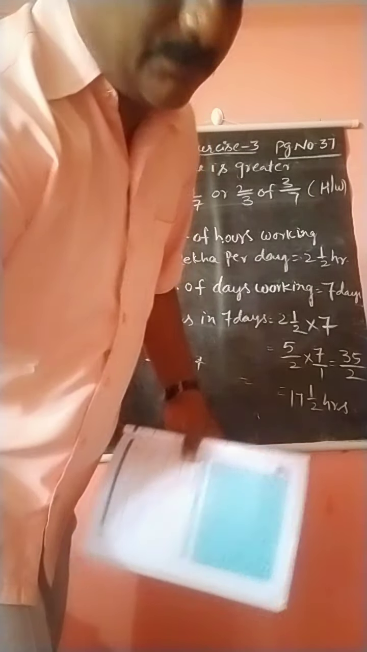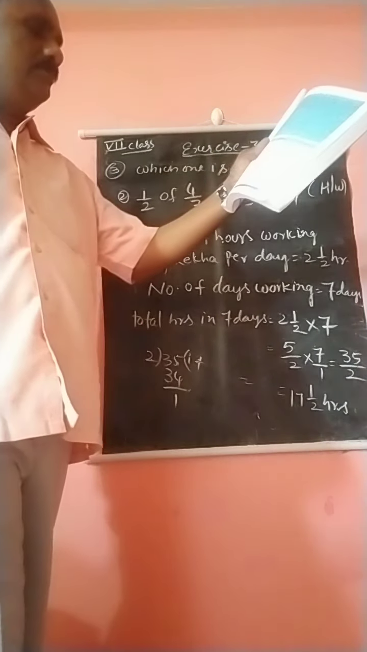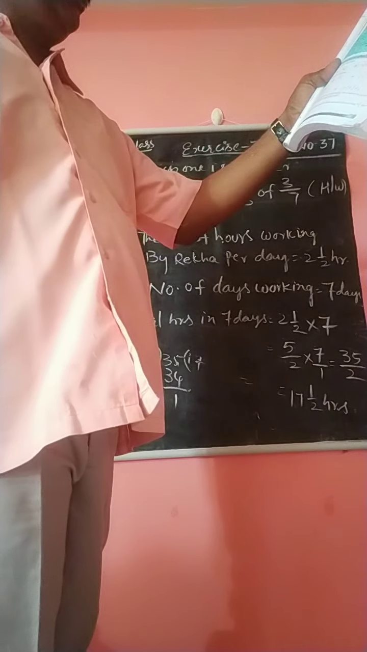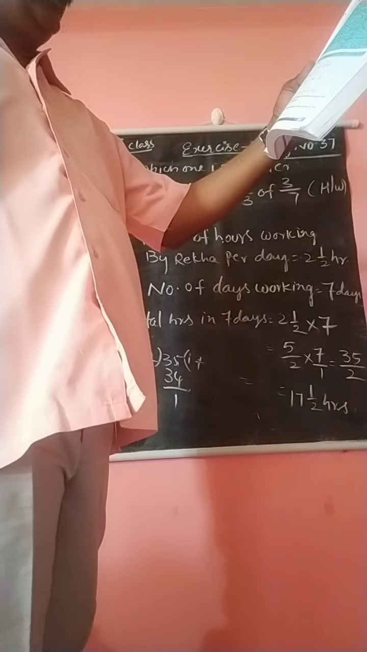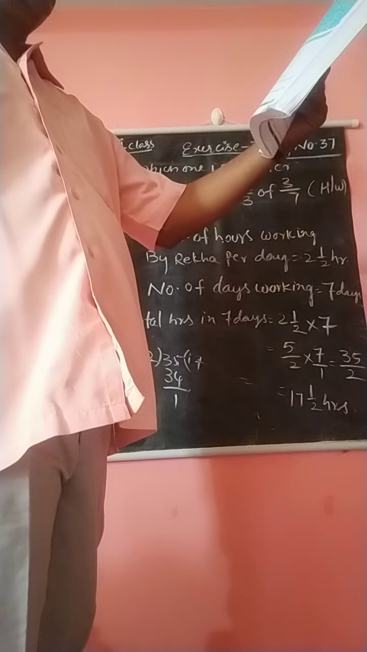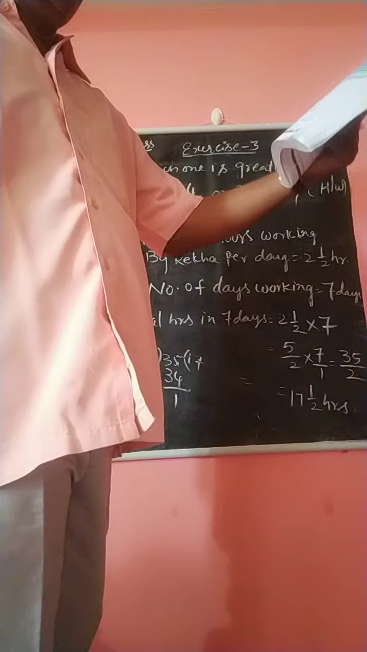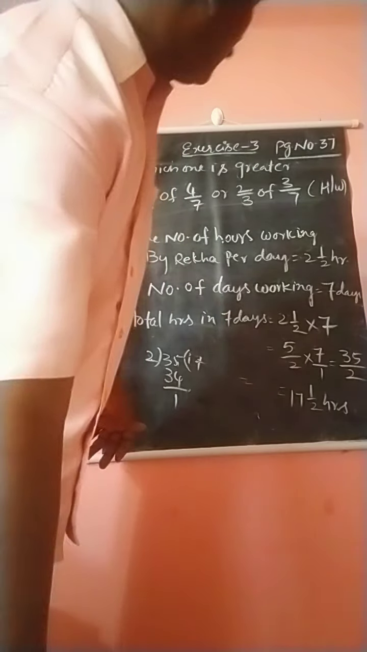Next one, the fifth problem. A truck runs 8 km using 1 liter of petrol. How much distance will it cover by using 10 2 by 3 liters?